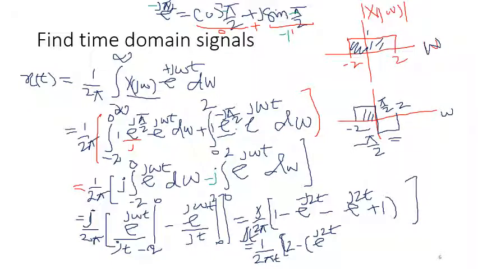Okay, so this one is plus e power minus j 2t, right? Now dividing this and multiplying this by 2 will result into cos. So I can say that this is now basically cos. So I can write it like 1 over 2 pi t, right?